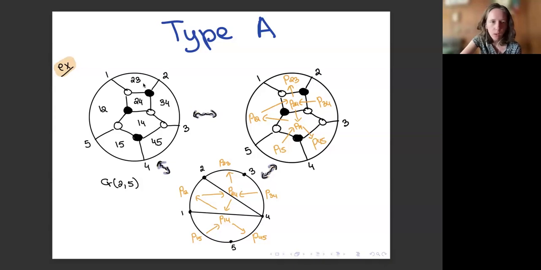And notice, what are the frozen variables? You have these frozen variables around the boundary: 1,2, 2,3, 3,4, 4,5, 1,5. And these are precisely the boundary segments of my polygon. So this is P2,3. This corresponds to the edge which connects 2 and 3, P2,3. P3,4, the edge which connects 3 and 4, and so on.